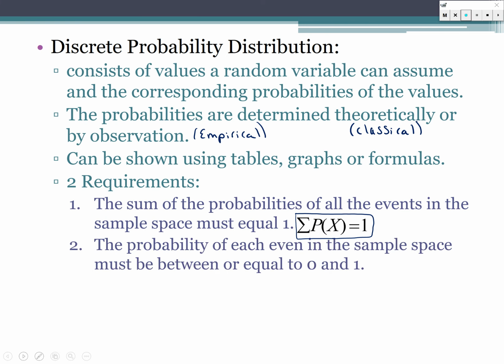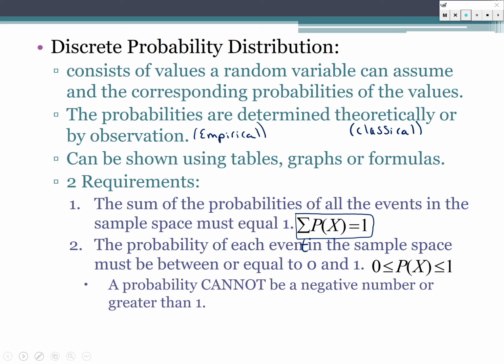The second requirement is that the probability of each event in the sample space must be between or equal to 0 and 1. Remember, our probabilities cannot be negative and they cannot be greater than 1. That's just what this little inequality shows here. All of our probabilities have to be greater than or equal to 0, but less than or equal to 1.